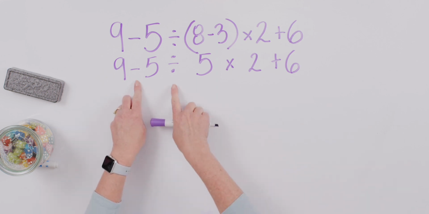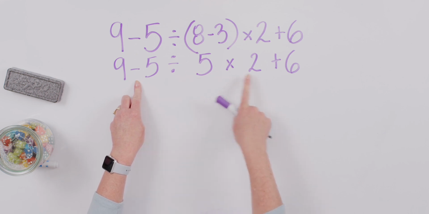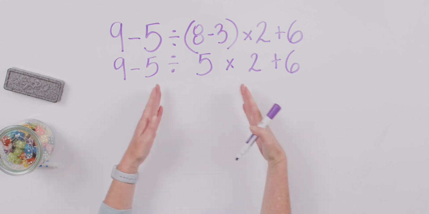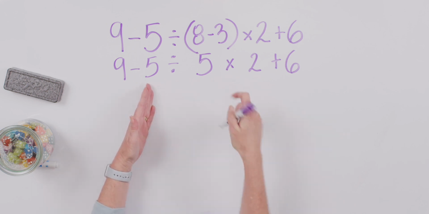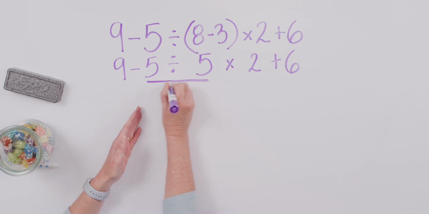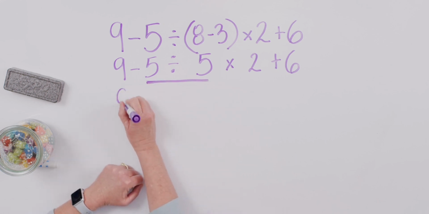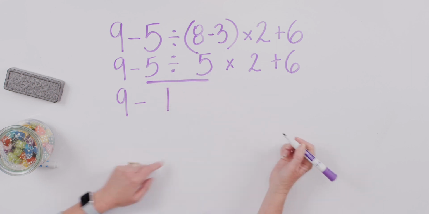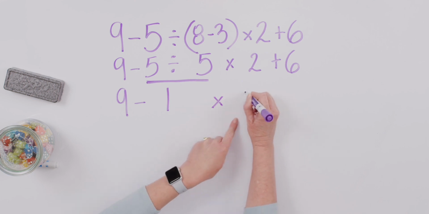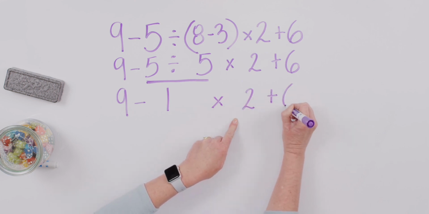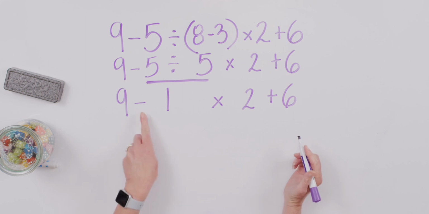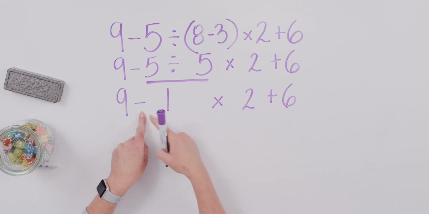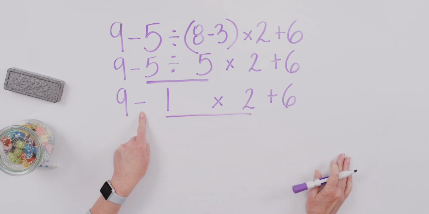All right, I have it as subtraction, division, multiplication, and addition. You know, multiplication and division come first, and we go left to right. So I'm going to do my 5 divided by 5 right here. So 9 minus 5 divided by 5 is going to give us 1. Then I'm going to multiply that by 2 and add my 6. Great. All right, we have a subtraction, multiplication, and addition. You know, multiplication comes before my addition or subtraction, so this part I'm going to work out first.